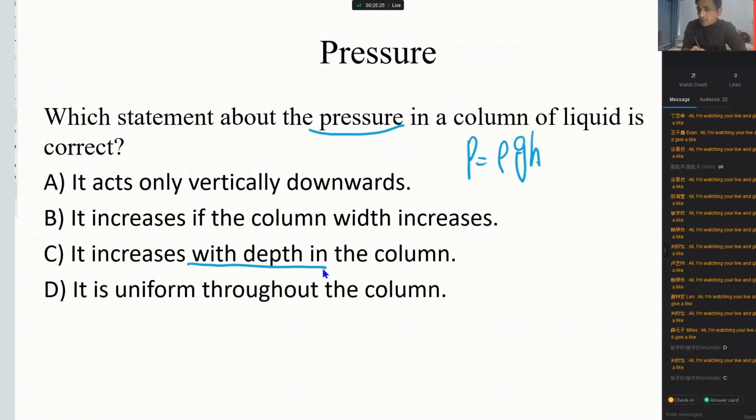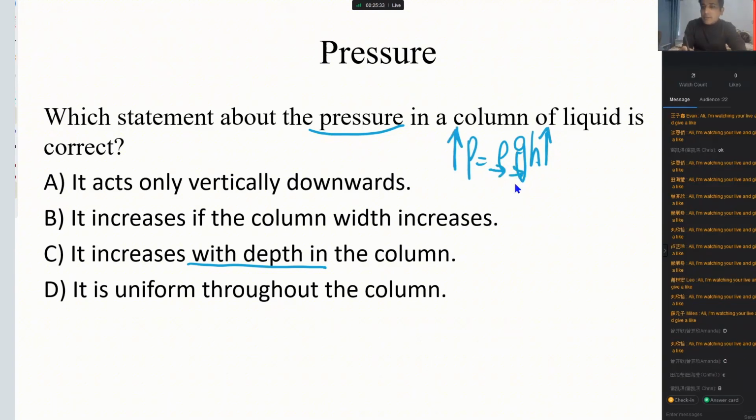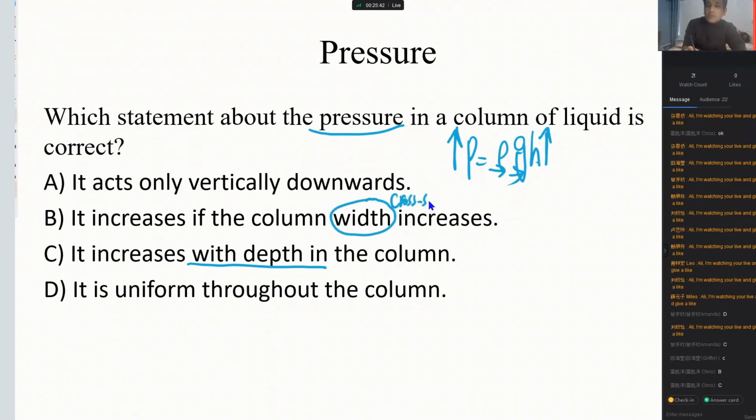Okay, excellent. So this one has to be C, because when this one increases, this will increase because density is the same. Okay, not B actually. It does not depend on cross-sectional area, please. So the answer for this one has to be C. We have discussed this point at the beginning of the class. It is independent of cross-sectional area. P is independent. So we have discussed that point already.